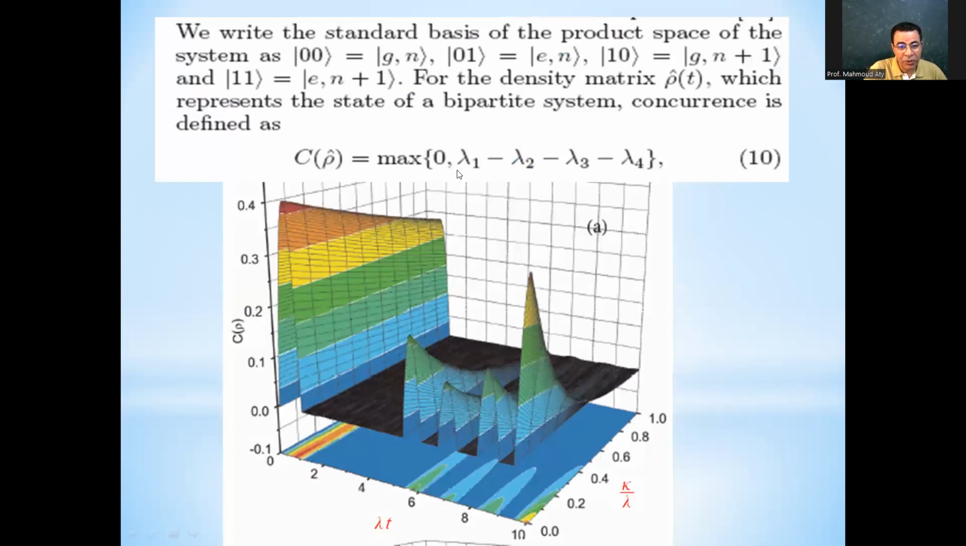In this case, when we consider what we call the concurrence, we have two phenomena at the same time in such a system. When we plot the concurrence against the scaled time and kappa over lambda, we have what we call here sudden birth of entanglement. And then we have here this sudden death equal to zero, and then sudden birth once more, and so on, which is a nice phenomenon to have in such a system.